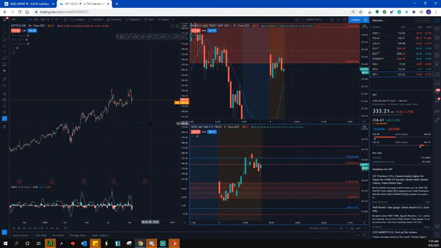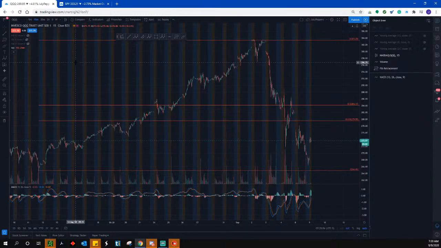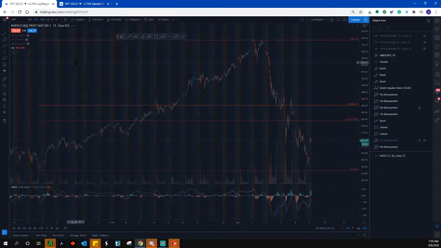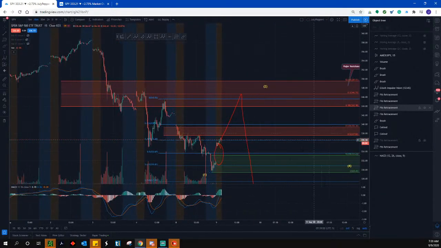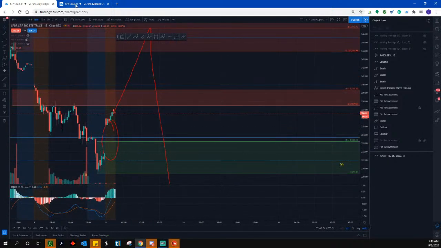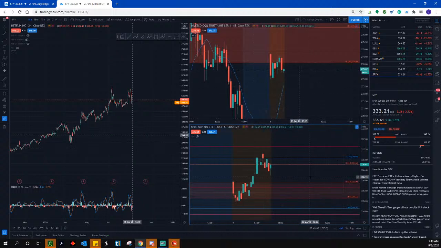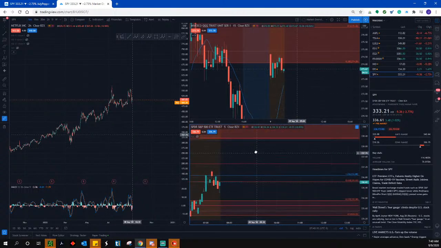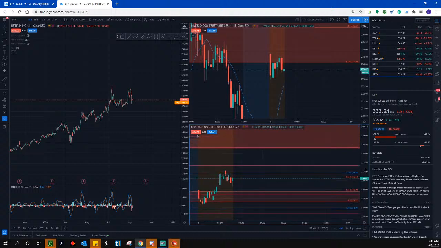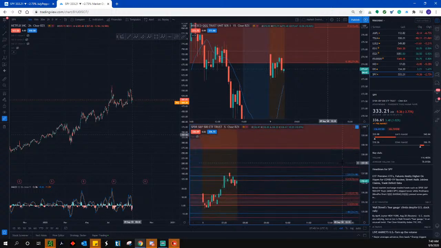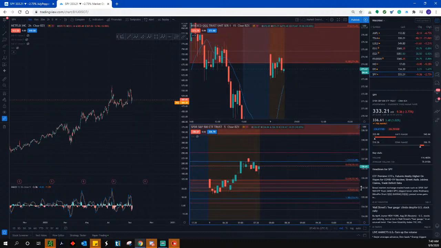Wait a second, didn't we just do it's over here? Okay, so yeah, she's trying. I must have had a different chart on for SPY, but she's trying to make its way up to this resistance zone up here.